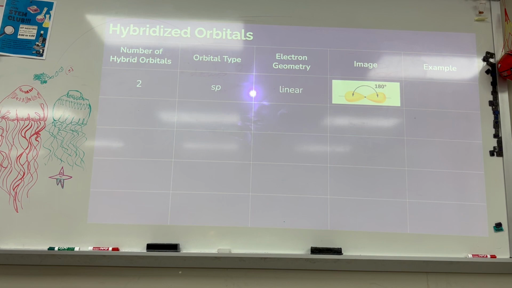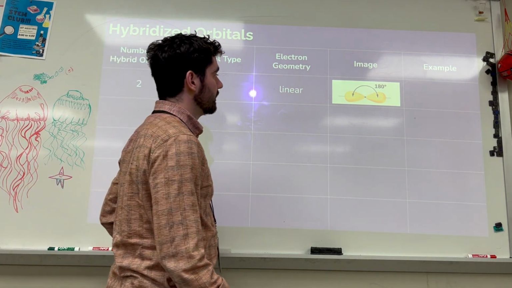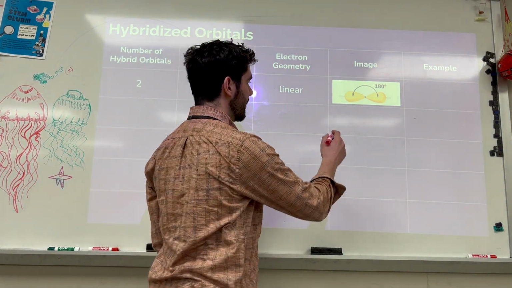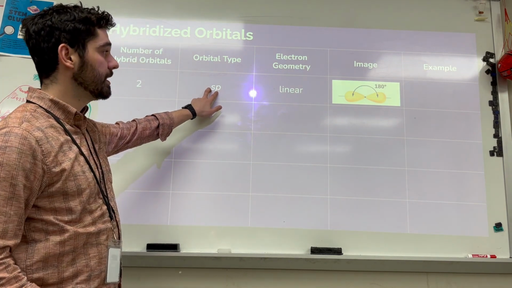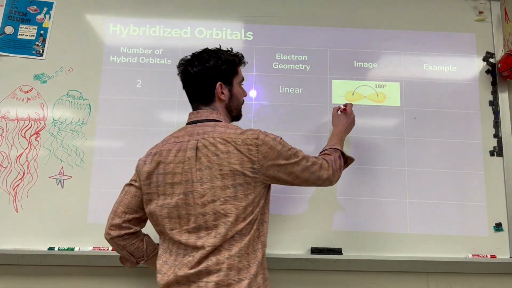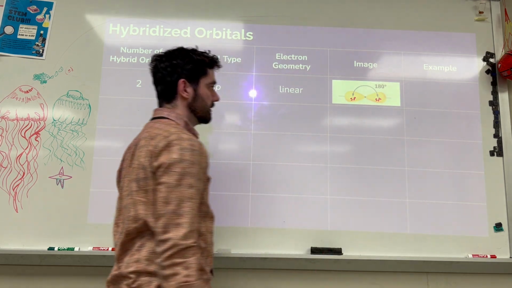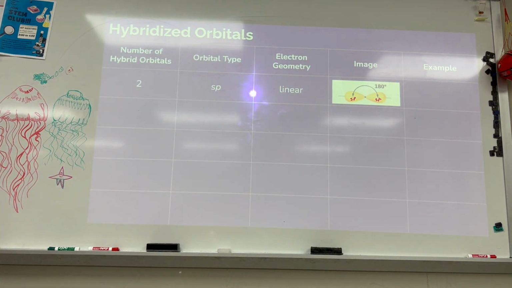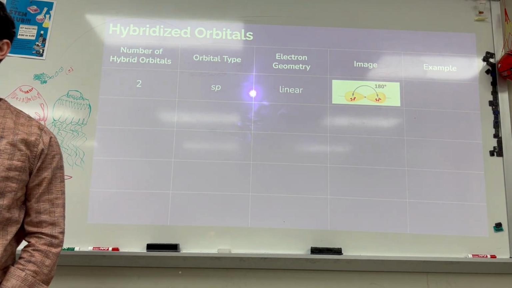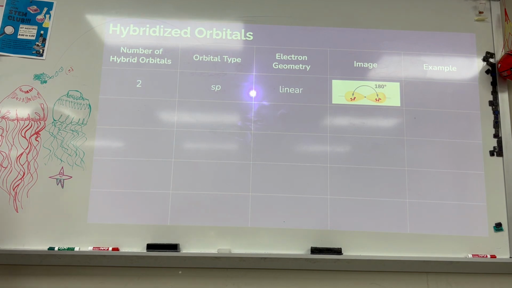So this is a situation where I had one s orbital and one of my p orbitals combine, and then I get an sp orbital and an sp orbital. So one s and one p orbital make two sp orbitals? Exactly.